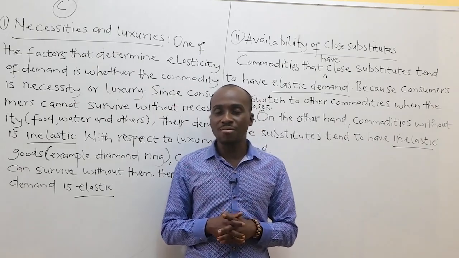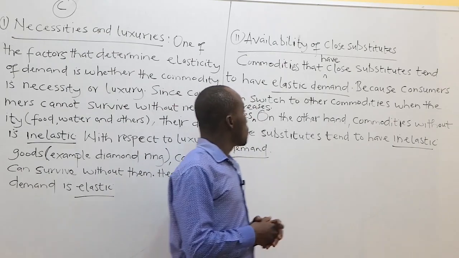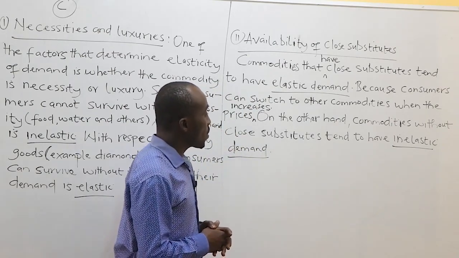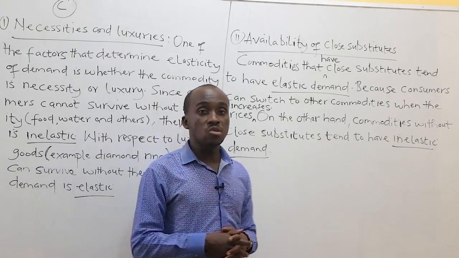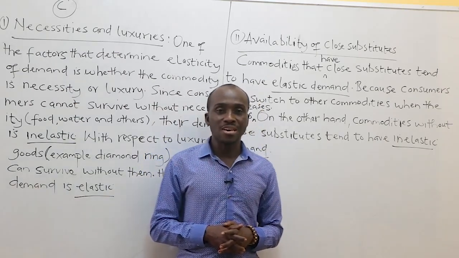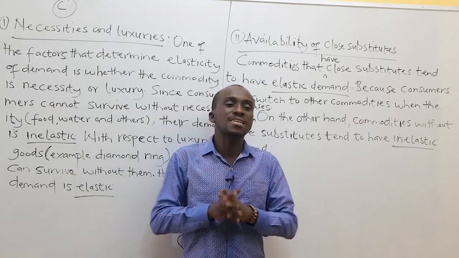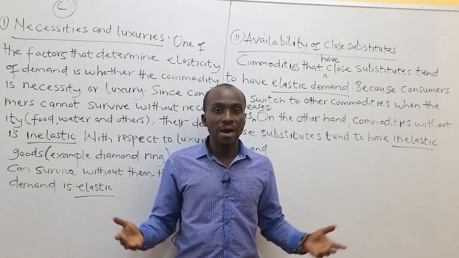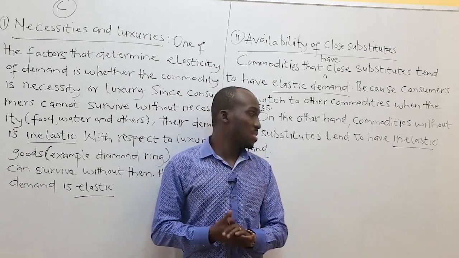On the other hand, commodities without close substitutes tend to have inelastic demand. If there are no close substitutes, say you are sick and you need a drug, the drug is the only thing you can take. There are no other substitutes. Then what do you do? When the price goes up, you keep on buying. In that way, the demand becomes inelastic.